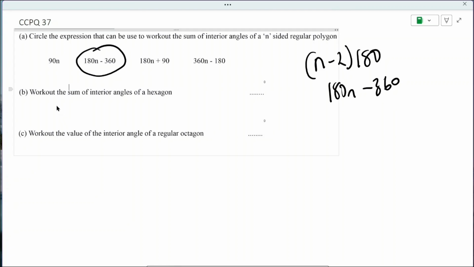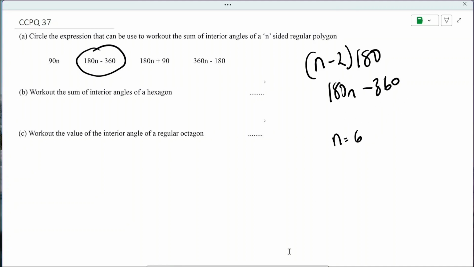B, the question says work out the sum of interior angles of a hexagon. A hexagon is a 6-sided polygon. That means for this B, n is 6. You can use this formula and you can also use this, you get the same answer. If you change this n to 6 and say 6 minus 2, that's 4. 4 times 180, the result you get is the same thing as saying 180 times 6 minus 360.